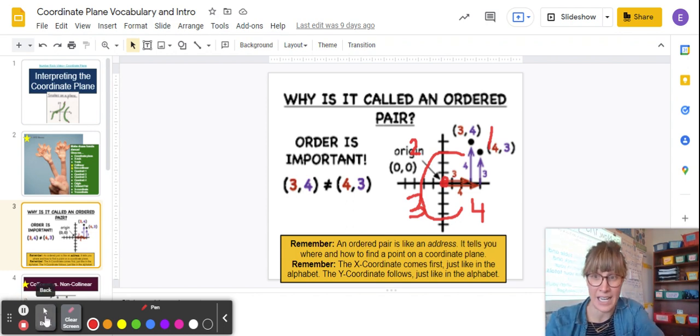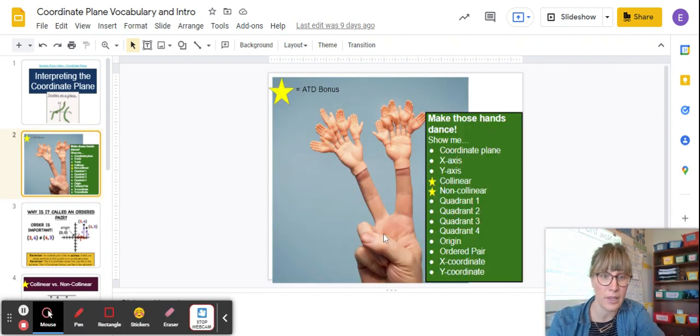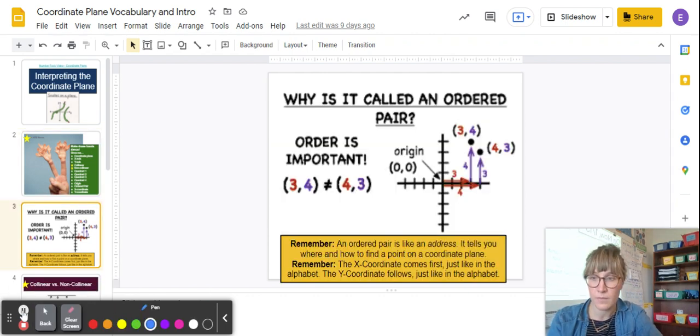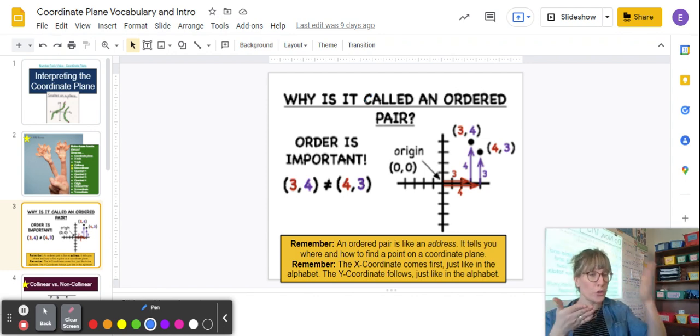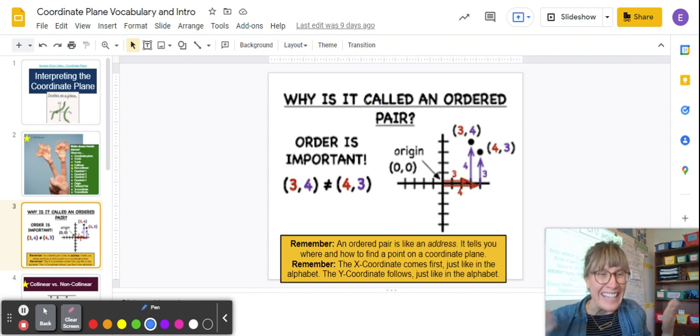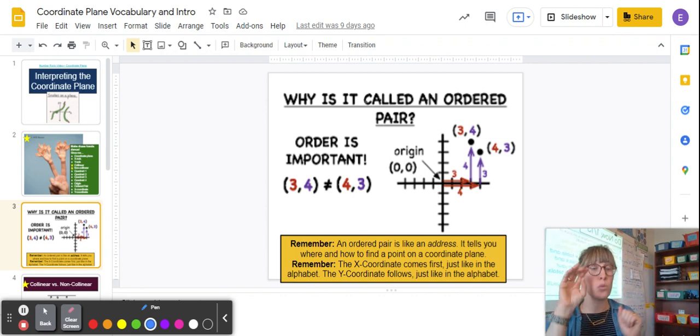The next hand dance is going to be an ordered pair. As we can see on this screen, it's called an ordered pair, with order in the term. So order really matters. The way that you put the numbers together, which comes first and which comes second, is important. It's kind of like an address. If you switch your numbers around in your address, you're going to end up at a different house.